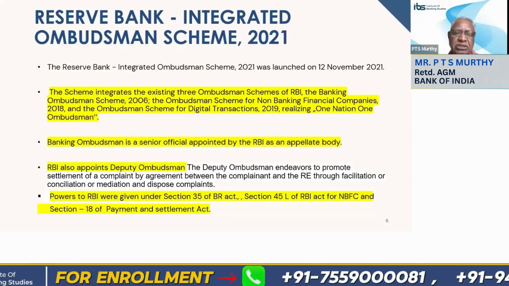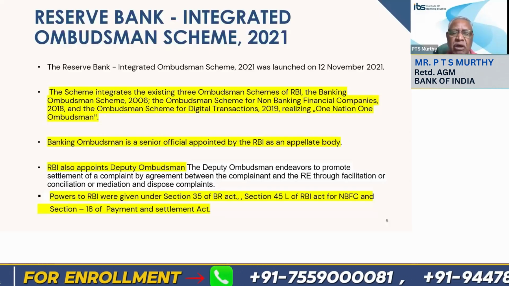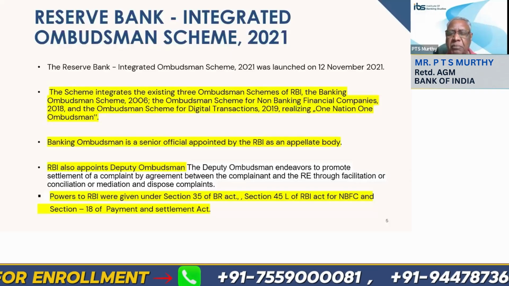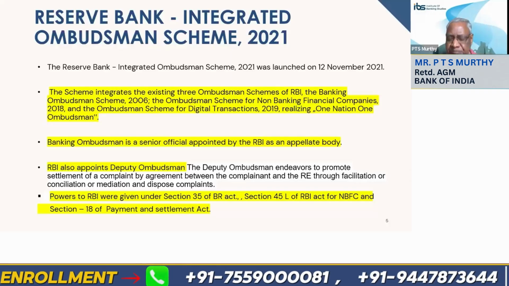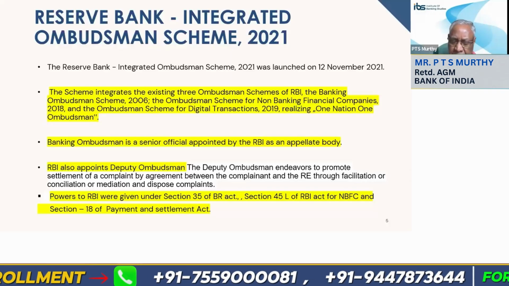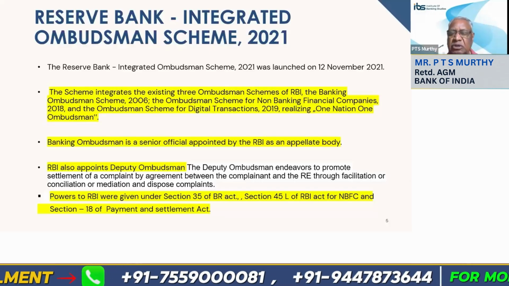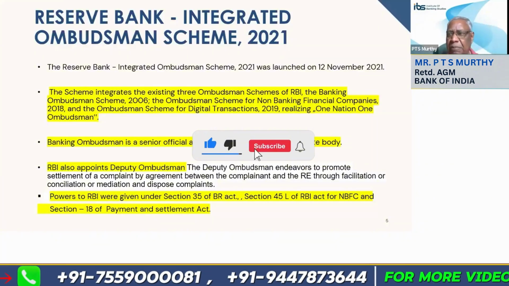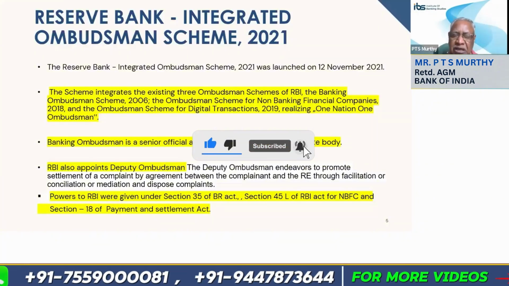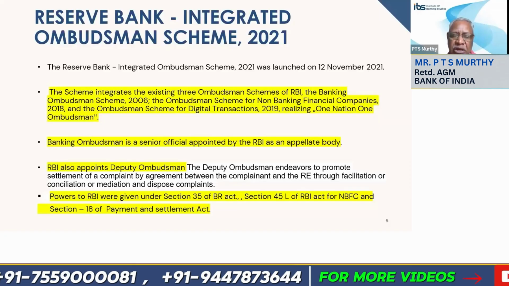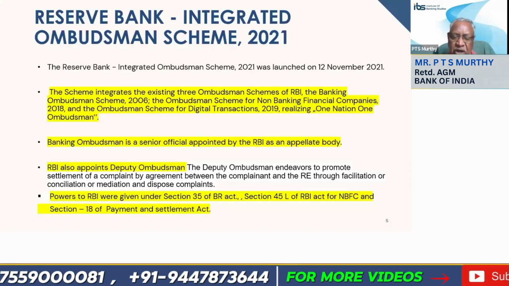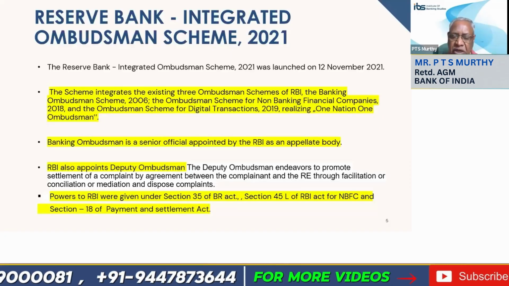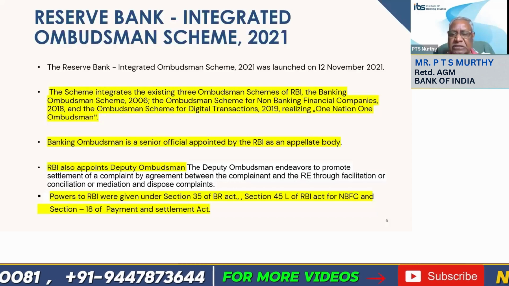So sometimes they're asking the question, what is the role of a deputy ombudsman? Remember only two things. One is bringing a reconciliation between both the parties, facilitation, reconciliation, and disposing of the complaint. Other than that, he cannot give any judgment or pass an order on the complaint received from the complainant. These are the two functions.